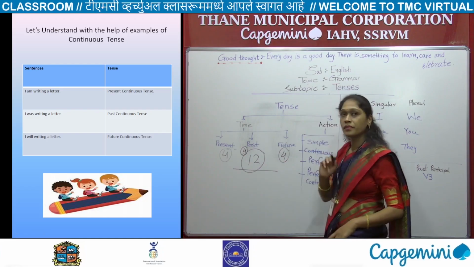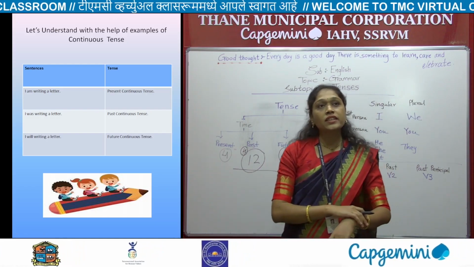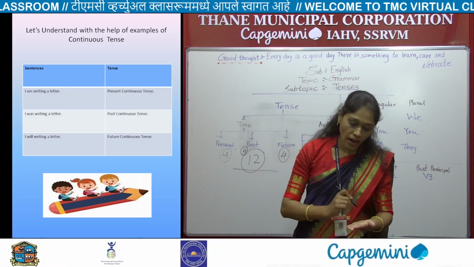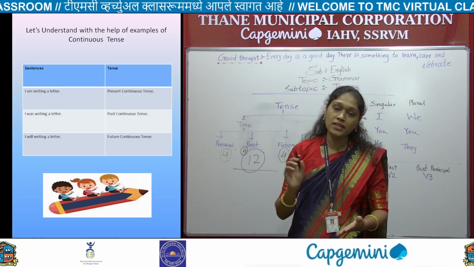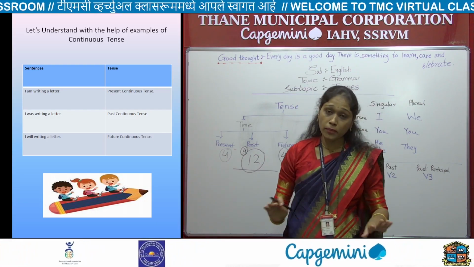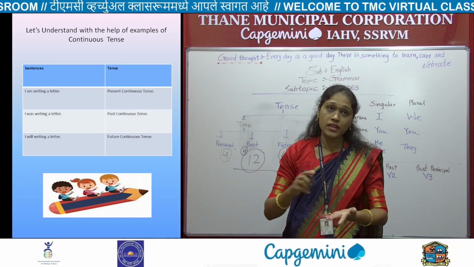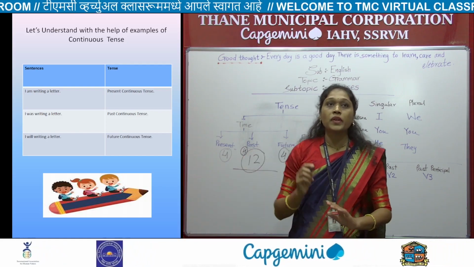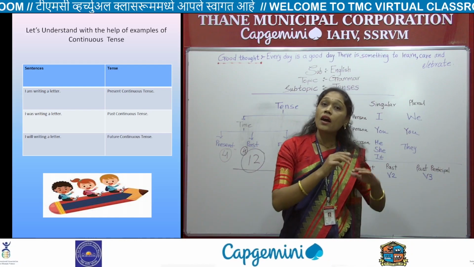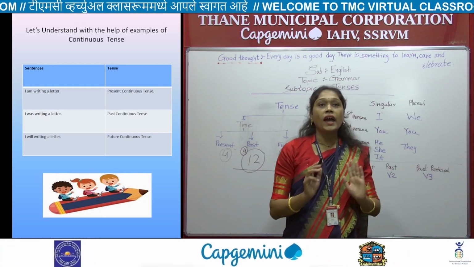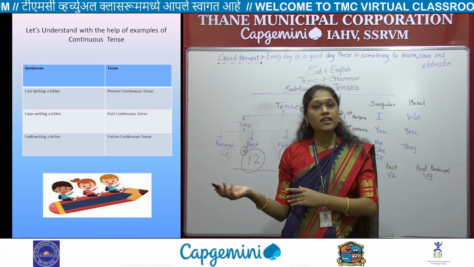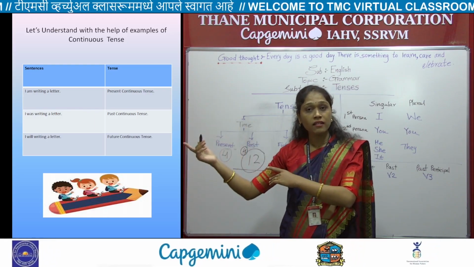Continuous tense. In present continuous tense, I say I am writing a letter. Means the action of writing is not complete. It continues. So I say I am writing a letter. In past continuous tense, I say I was writing a letter. And in future continuous tense, I say I will be writing a letter.